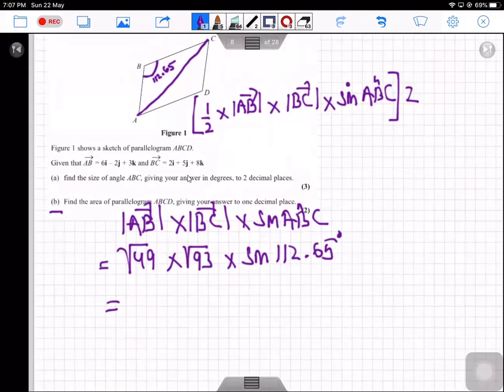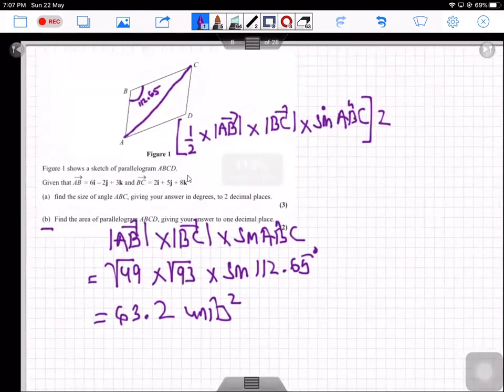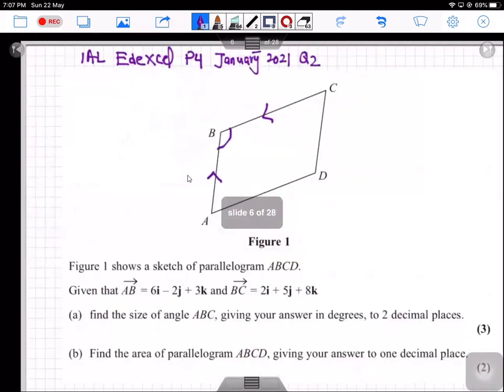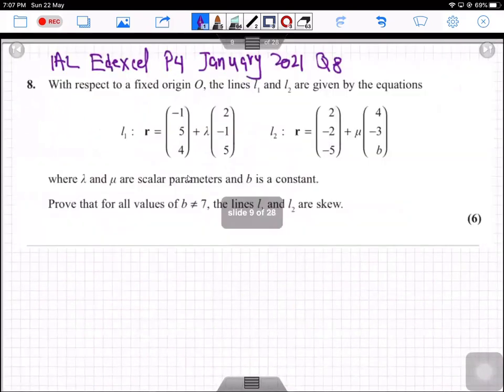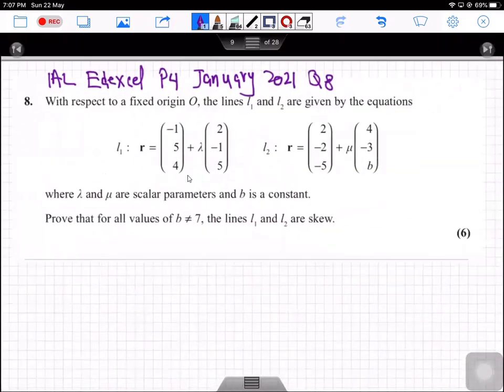The square root of 49 multiplied by the square root of 93 multiplied by sine 112.65. We need to give our area correct to 1 decimal place. So 62.3 units squared. This is supposed to be our final answer. This was January 2021, question number 2. Now we have question number 8 from the same paper.